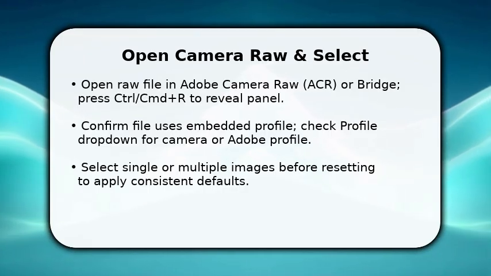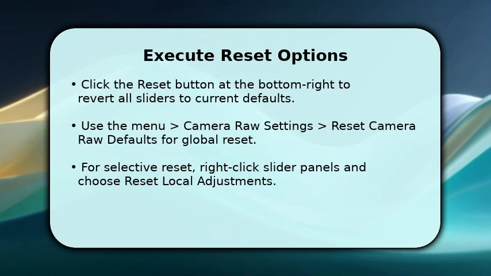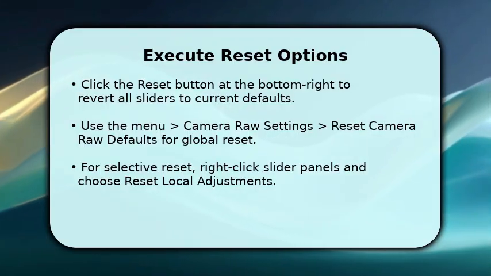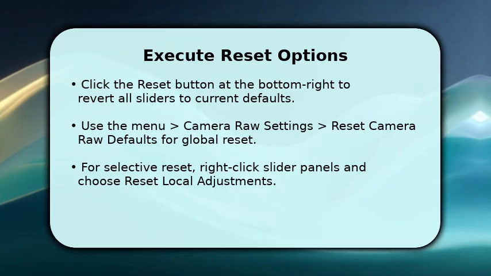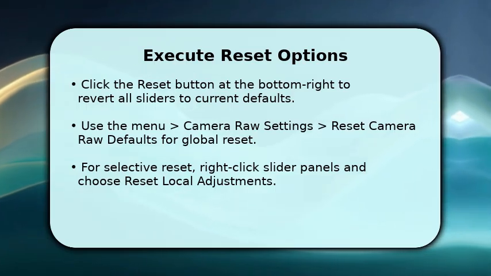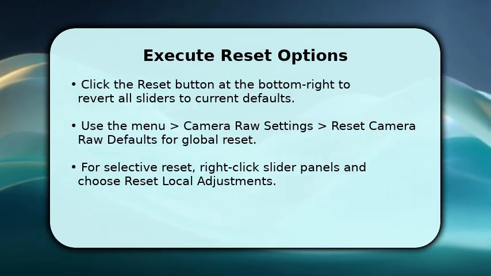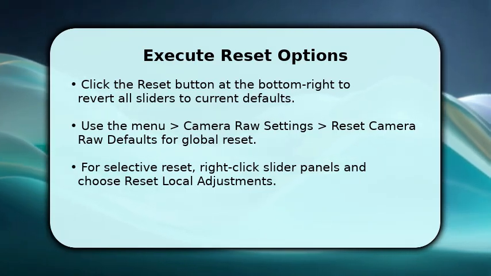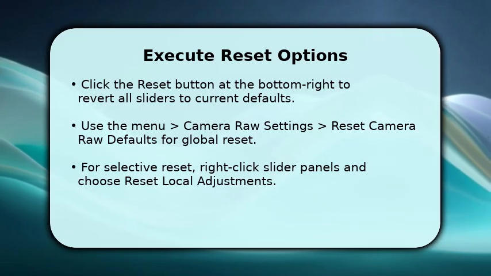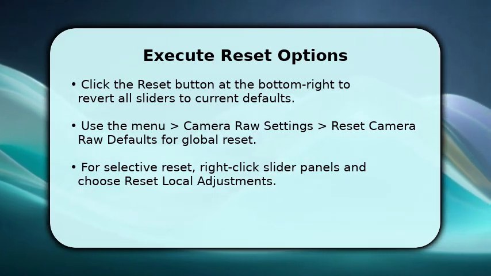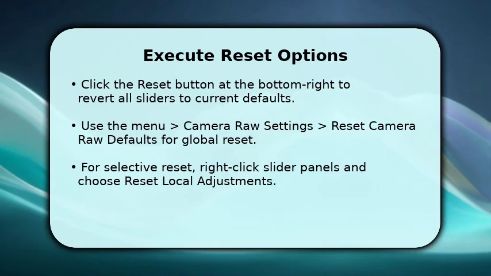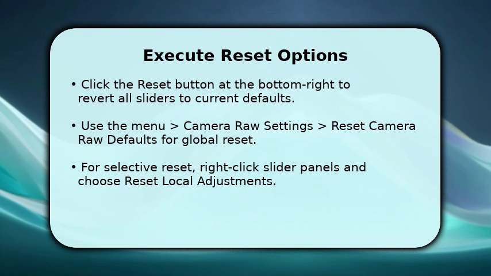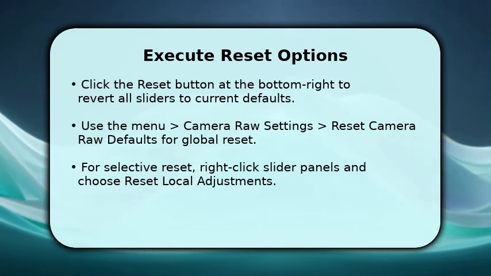You now perform the reset itself and choose the scope you need. Click the Reset button to return every slider to the active Camera Raw default. This is immediate for the selected images. If you need a global factory baseline, go to the menu and choose Camera Raw Settings, then Reset Camera Raw Defaults. That reestablishes the application default for new imports. For targeted corrections, right-click a panel or slider and pick Reset to clear only local or specific adjustments while preserving others you want to keep.